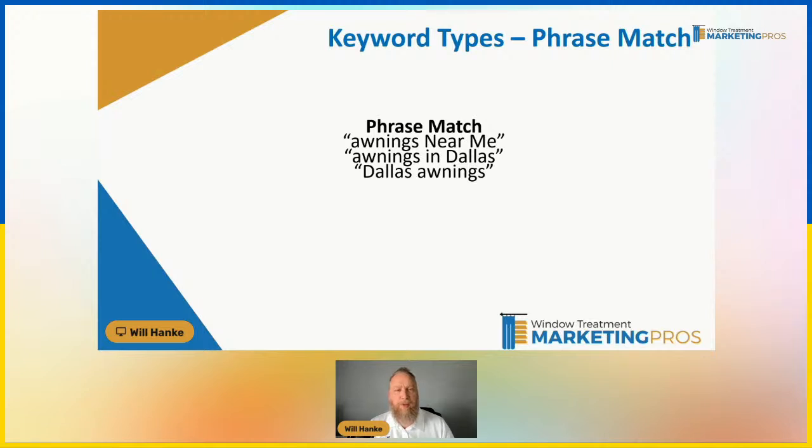So in the first example here, awnings near me, somebody could type in, where can I find awnings near me? And your ad would show because they used that exact phrase. So that's kind of how the phrase match works. It has to match whatever's in quotes, but there could be something before or after it.